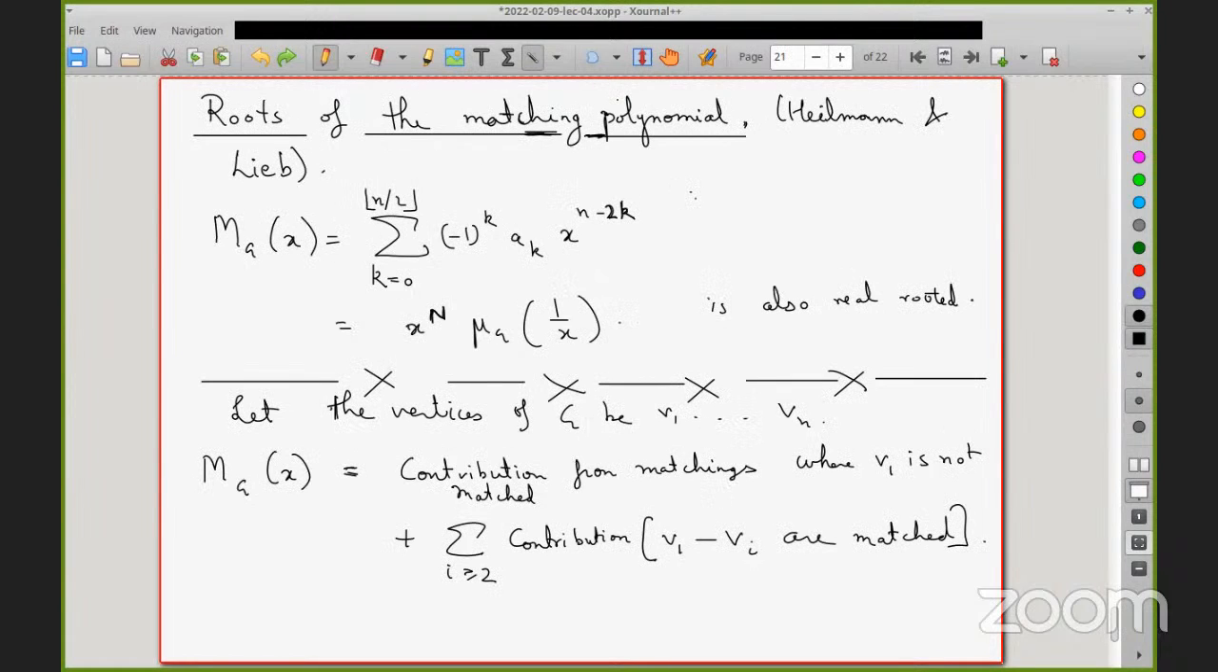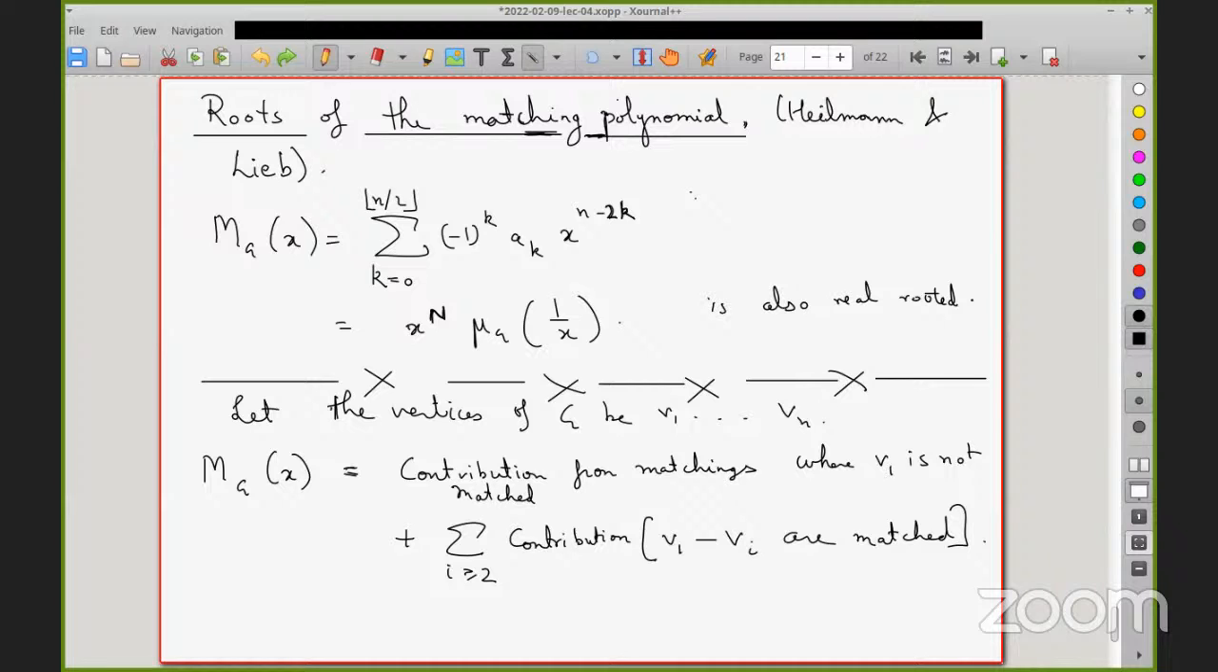Now what about the contribution where v1 and vi are matched? Either v1 is not matched, or it's matched to one of the other vertices. So suppose it's matched to some vertex. Then what is the contribution to that?